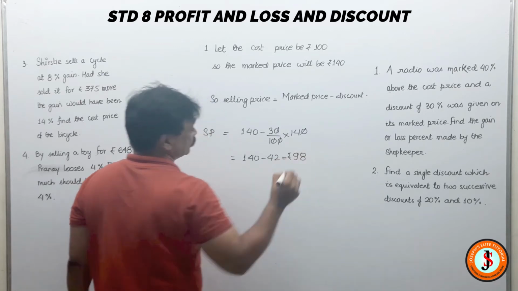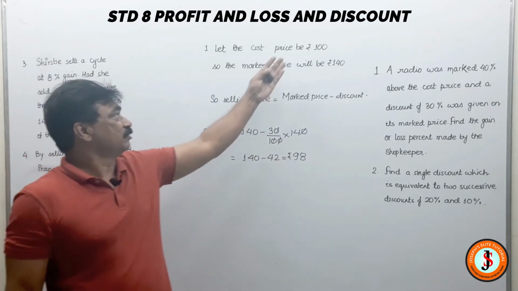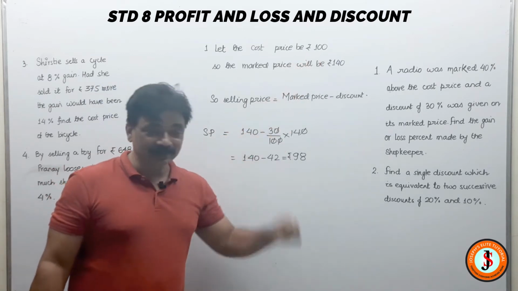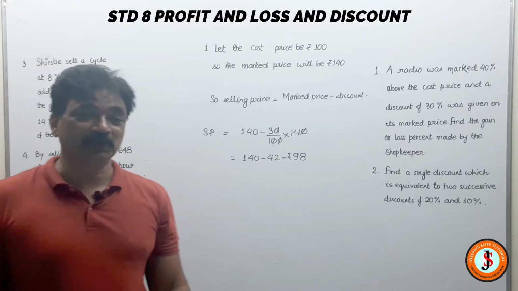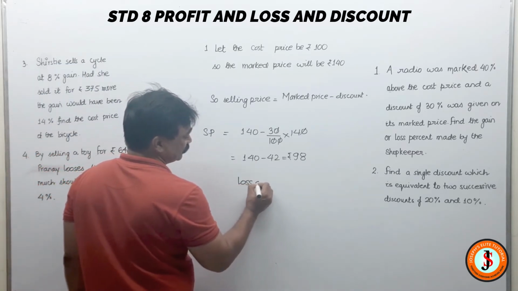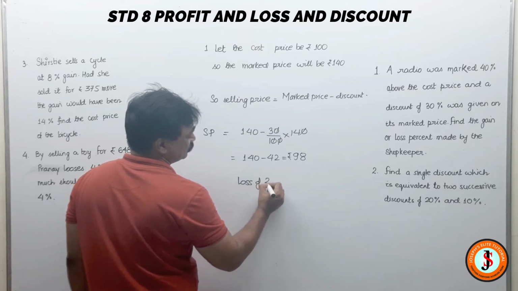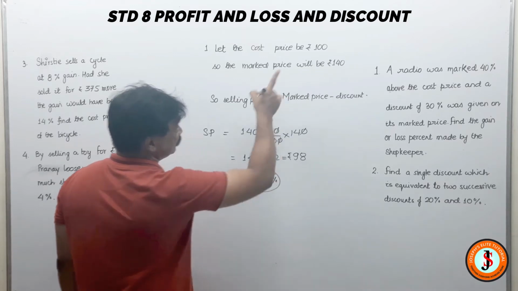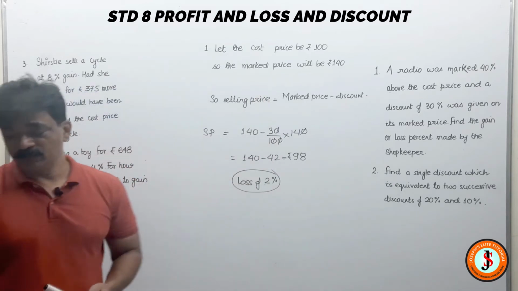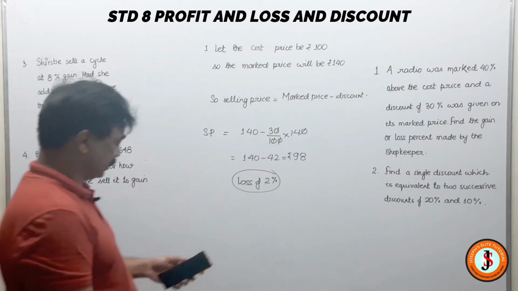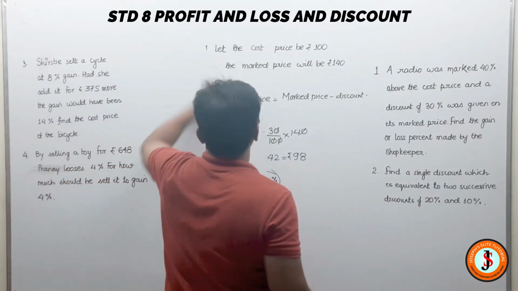He bought it for rupees 100 and he is selling it for 98 rupees. So not good business. So he has a loss of how much? Loss of 2 rupees, and that is 2% because the cost price over here is 100 rupees. So percentage loss is 2%. Let us see the next question now.